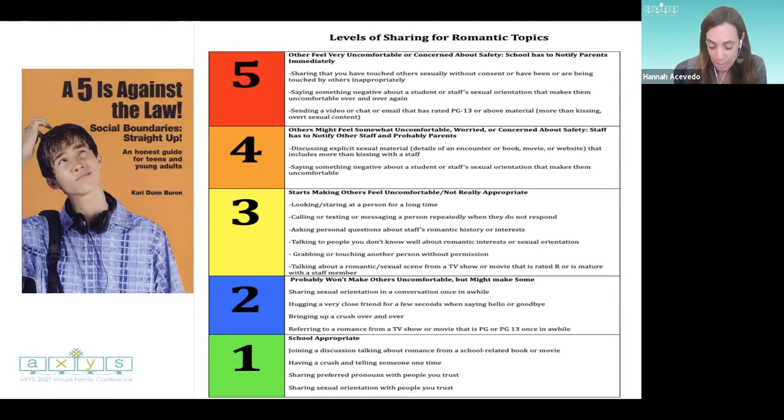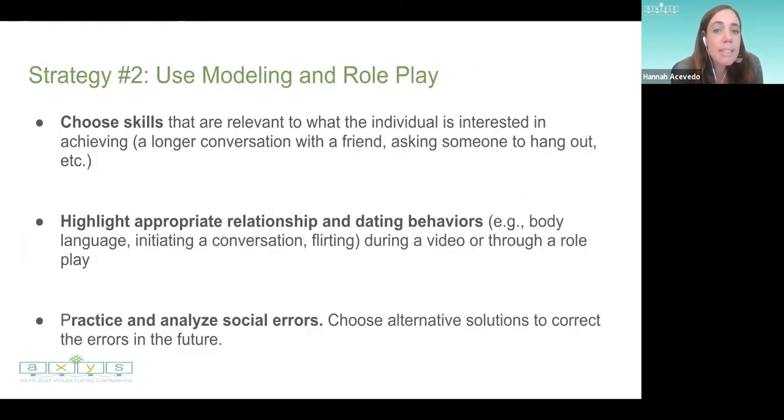Okay. So the last strategy I'll talk about is just using modeling and role play. So, it's one thing to understand, but most individuals also need to see someone else doing it and then have the opportunity to practice across various scenarios. That really helps kind of get the new skill automatic.